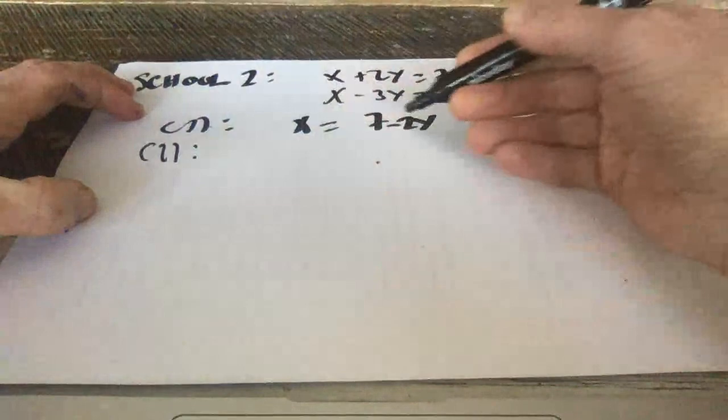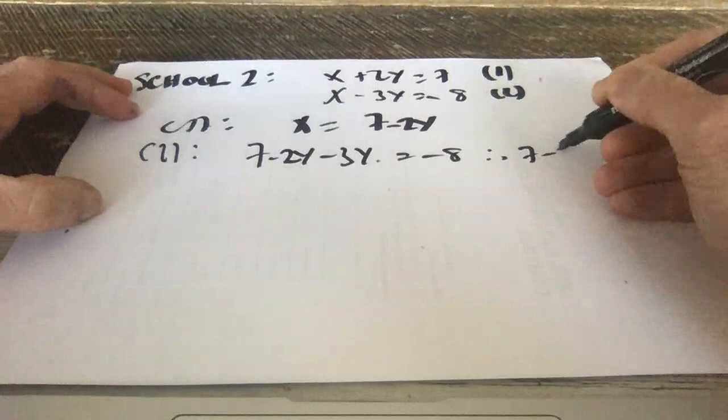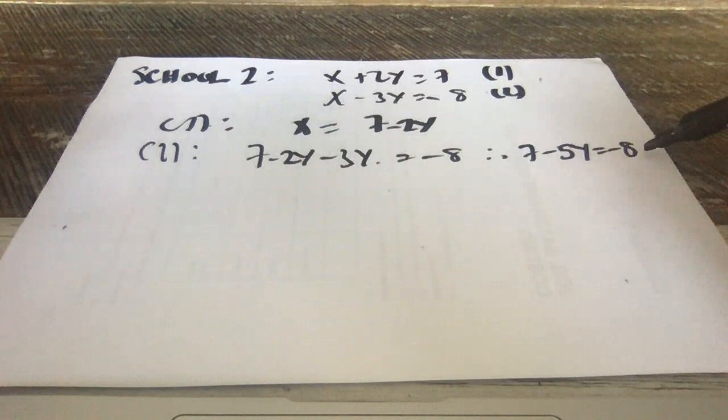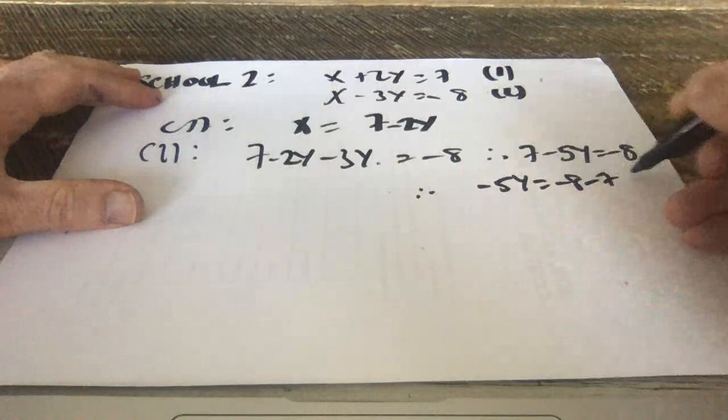So I got 7 minus 2y minus 3y is equal to minus 8. And so therefore, 7 minus 5y is equal to minus 8. Now, if I bring the 7 over to the other side, it becomes minus 7. If I subtract 7 from both sides, I get minus 5y is equal to minus 8 minus 7, which is minus 15. And so therefore y is equal to 3.